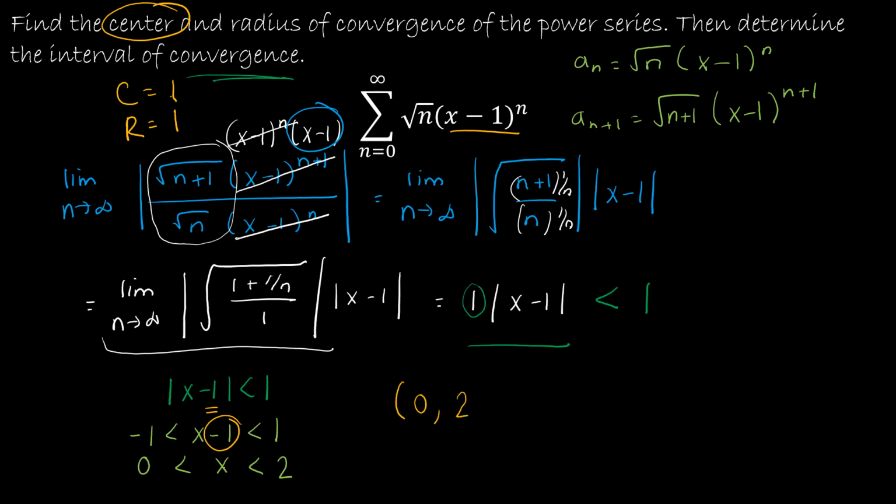Up to this point, my interval of convergence is 0 to 2. But the problem is I don't know if it's 0 to 2 with open intervals, open at 0 and closed at 2, closed at 0 and open at 2, or perhaps closed and closed. So that's the next part we're going to look at: how do we determine the endpoints.